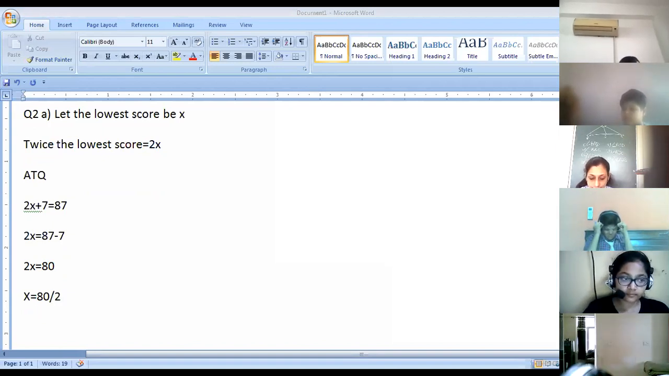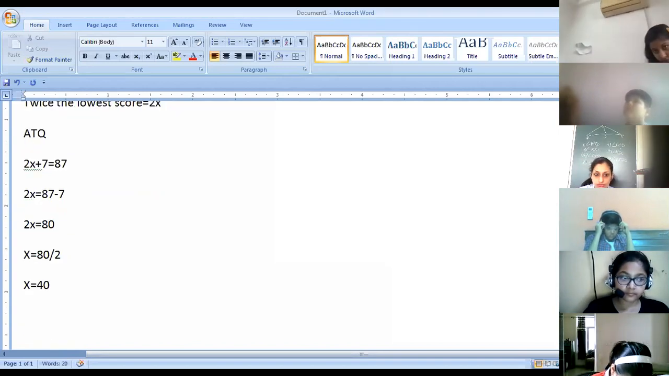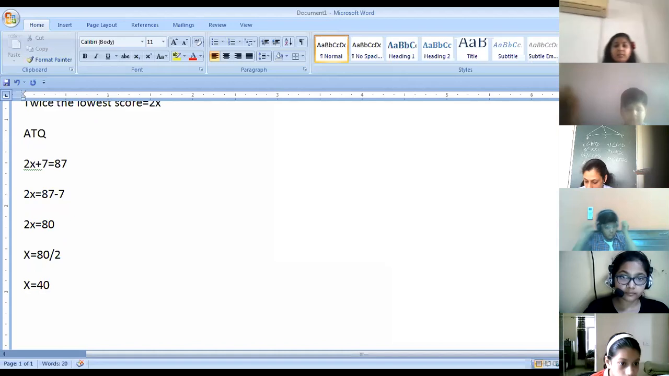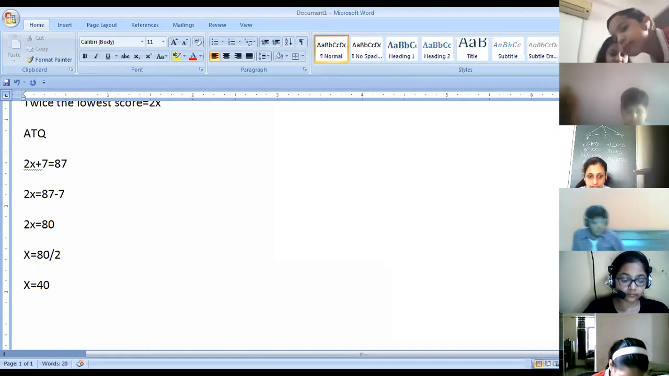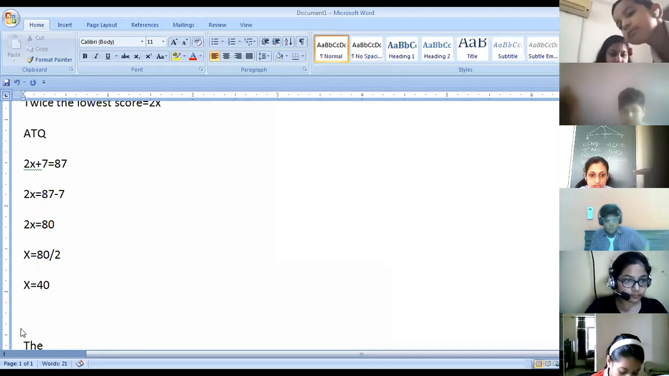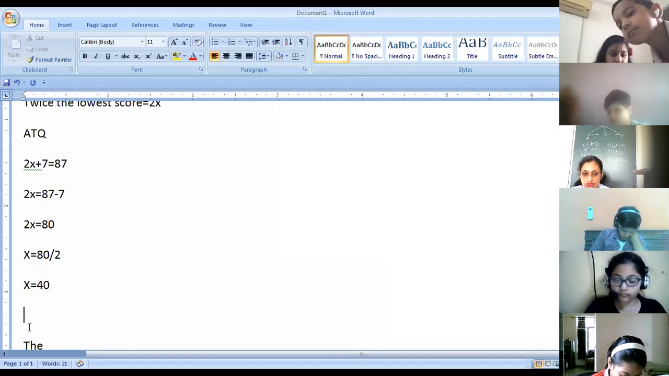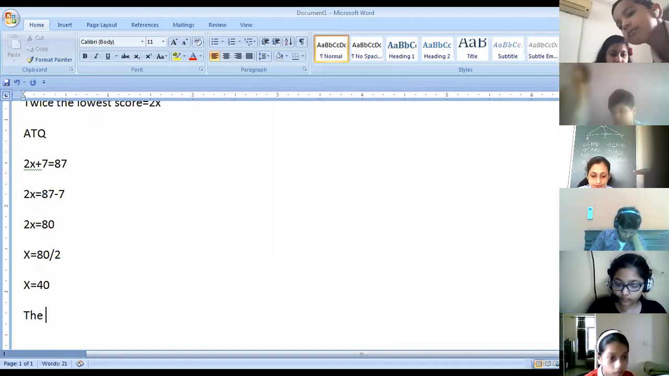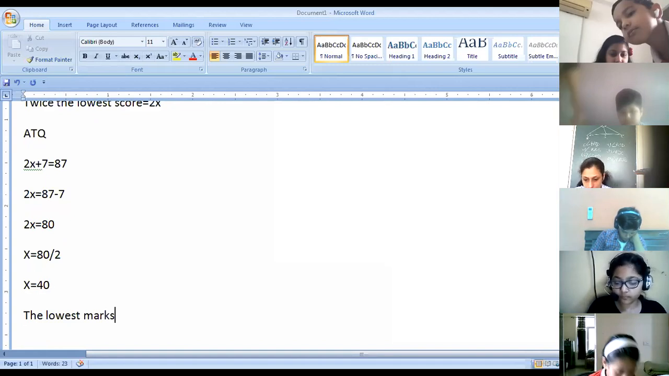Okay, fine. So x is equal to 40. When we cut this number, change it into the lowest form, we are getting 40 here. So x is equal to 40. Therefore, we can say that the lowest marks are 40.